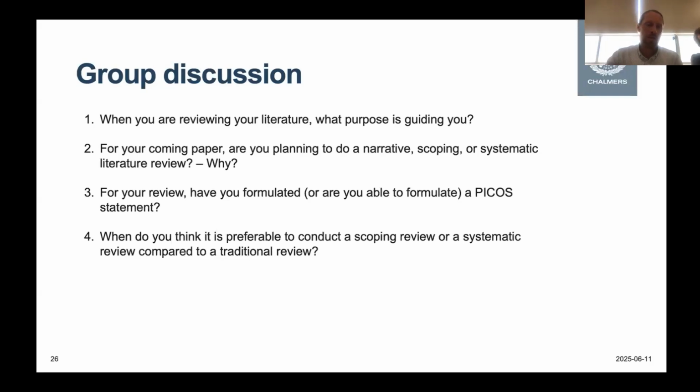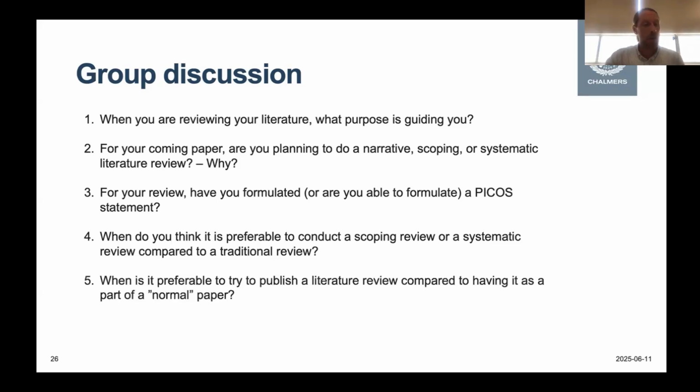And when do you think it is preferable to conduct a scoping review or a systematic review compared to a traditional review? The ideas might differ there, depending on what field you are in and so on. Then, when is it preferable to try to publish a literature review compared to having it as a part of a normal paper?